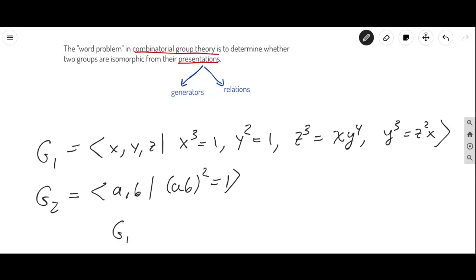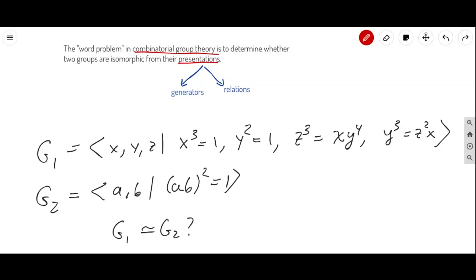And I ask you, is G1 isomorphic to G2? Are these really the same groups in disguise, but they just are presented very differently? At first you might say, well, you have three generators here, you have two generators there, but that does not really matter. You also have a lot of relations here, and here you just have one relation. But again, it does not really matter. You can have two presentations that are radically different, but in the end, they describe the same group.